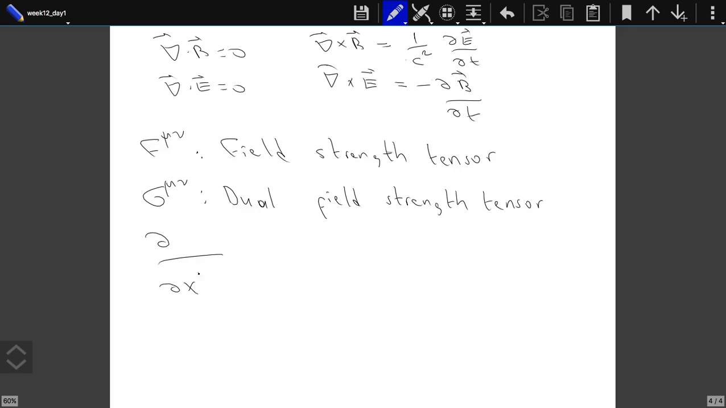This is what I would like to look at. Let's start with nu is equal to 0. Now keep in mind, if nu is fixed, I'm looking at the first row. If it is 0, I'm looking at the 0th row, the first one. So F00 is 0, F10 is minus Ex over c, F20 is equal to minus Ey over c, F30 is minus Ez over c.